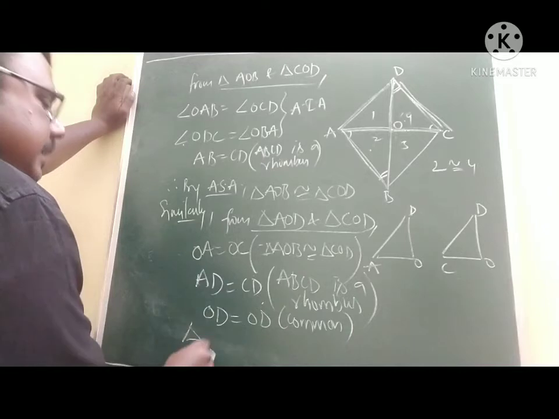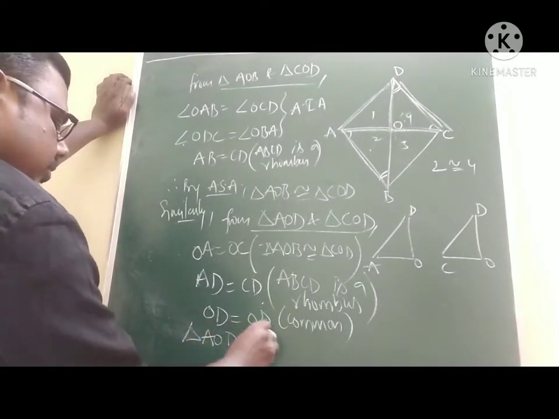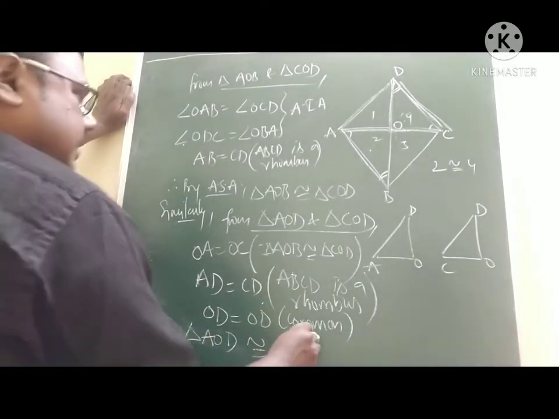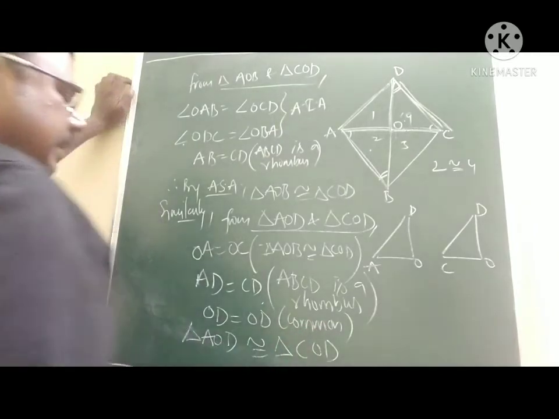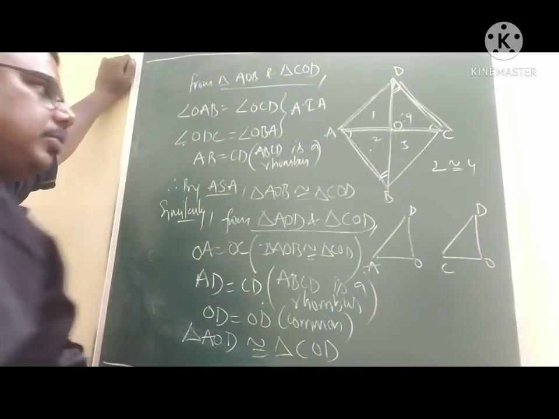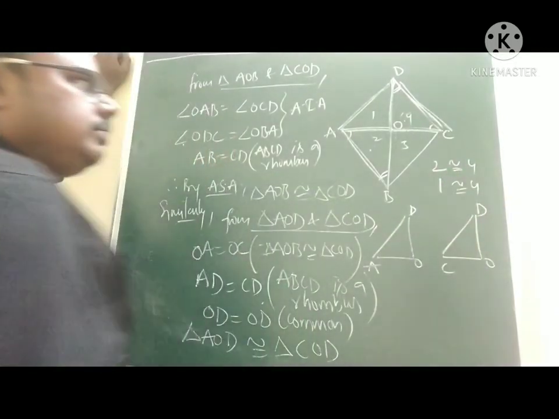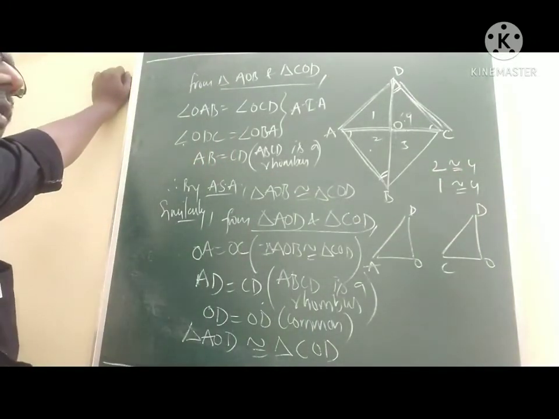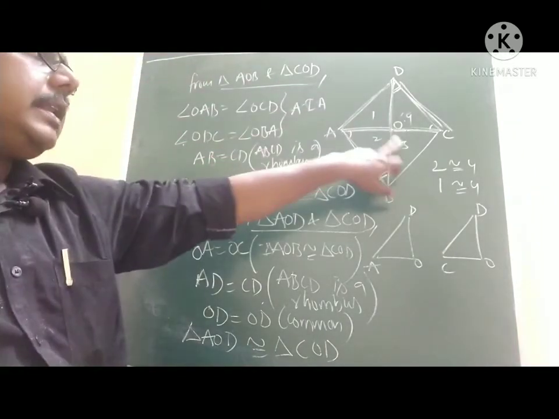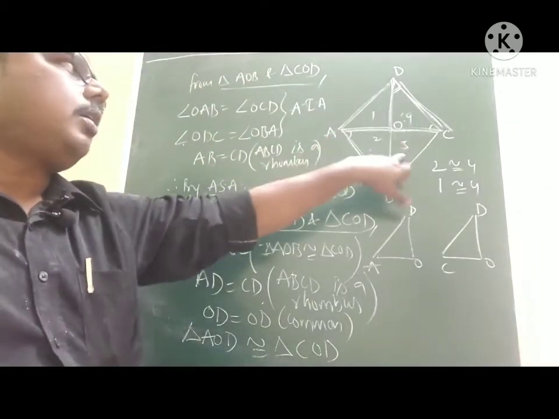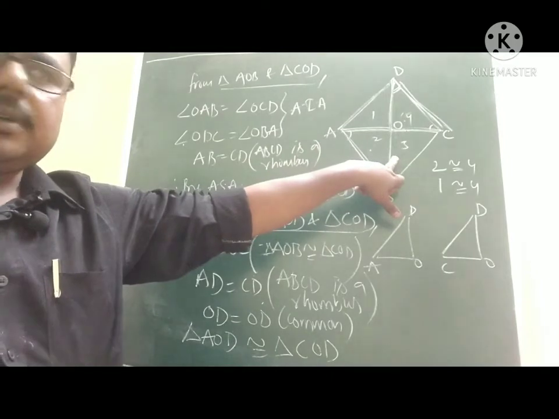here, triangle AOD will be congruent to triangle COD. So we have proved successfully 1 is also congruent to 4. Now remaining is 3. Either we'll take 2 and 3, or 3 and 4, or we can take 1 and 3 also. Are you getting my point?